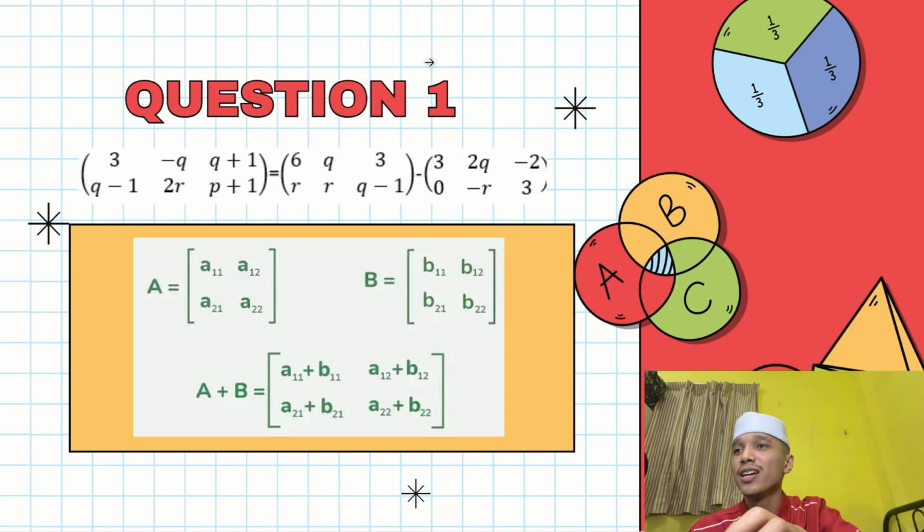Question 1. We are given a matrix equation involving the variables P, Q, and R. To solve this equation, we compare the corresponding elements of the matrices after performing matrix subtraction. As you can see, this is the formula for this question.